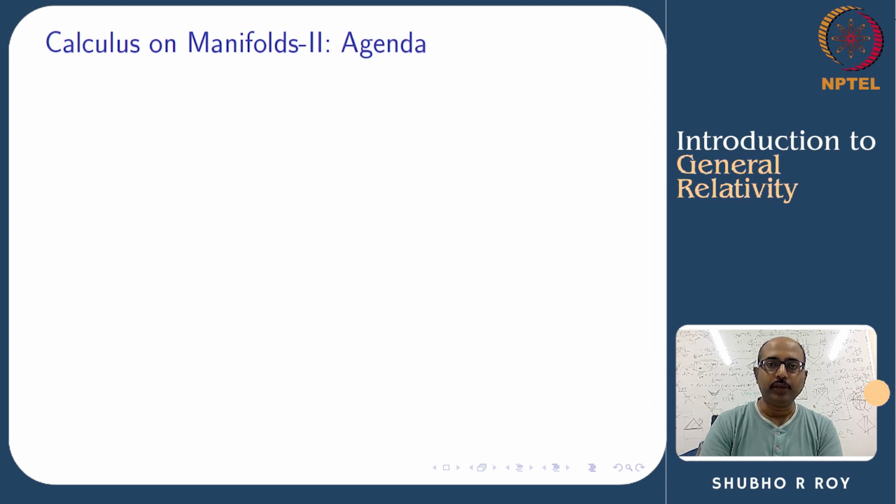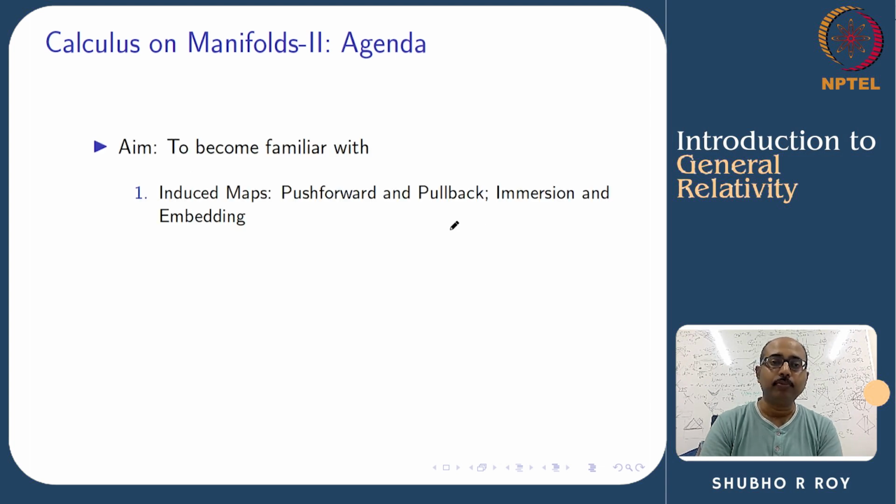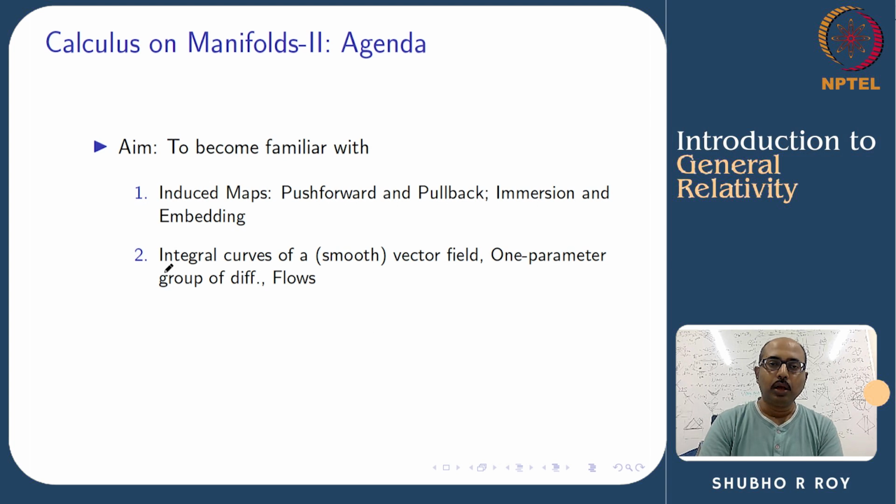Let's look at what's on the agenda for today. Our aim is to become familiar with the following concepts. First, we will learn about induced maps, namely the pushforward and pullback map. And I'll illustrate these in the setting of an immersion or embedding map, which is a smooth map. Then we'll learn about integral curves of a smooth vector field, the associated concept of a one-parameter group of diffeomorphisms, and finally, we will show how integral curves of a smooth vector field can lead to the existence of a one-parameter group of diffeomorphisms, which are called flows.